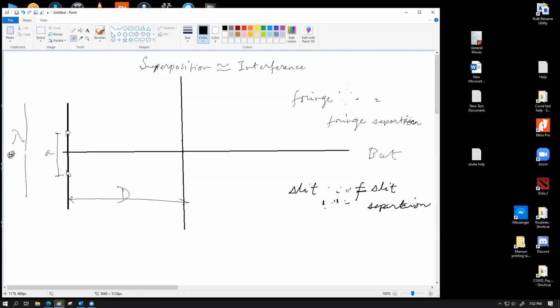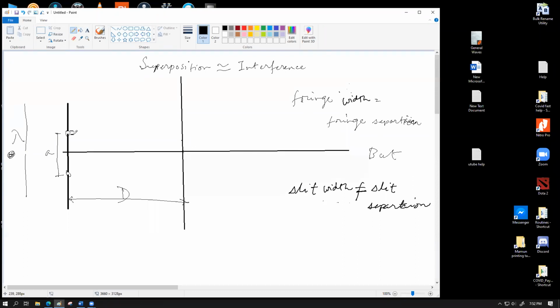Gap is not the word. Sorry. Slit width, fringe width. So slit width means how much space is there between the opening.